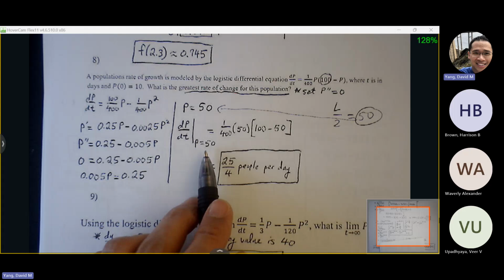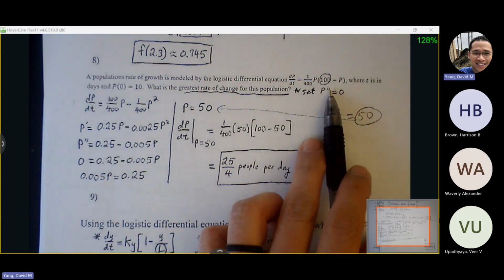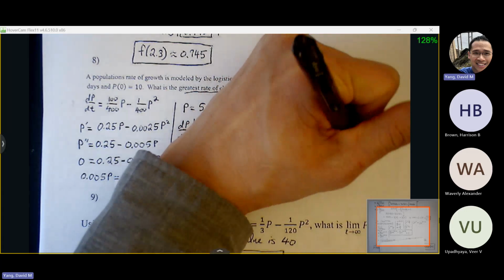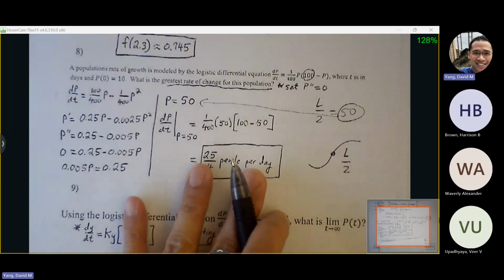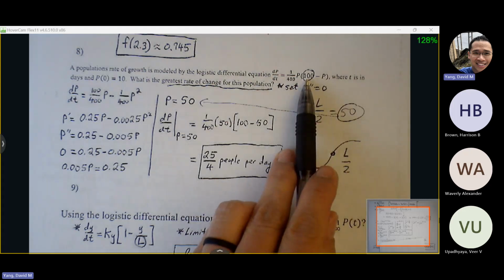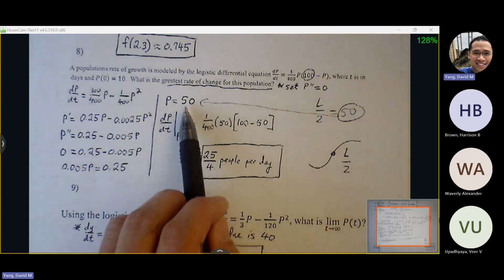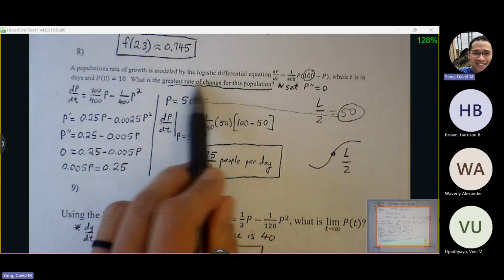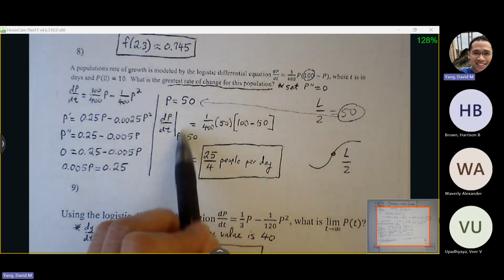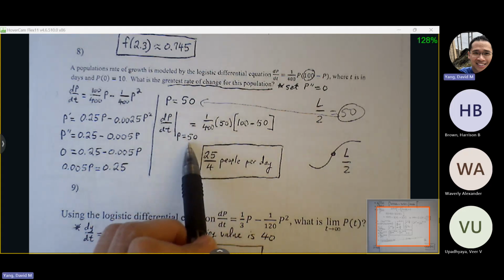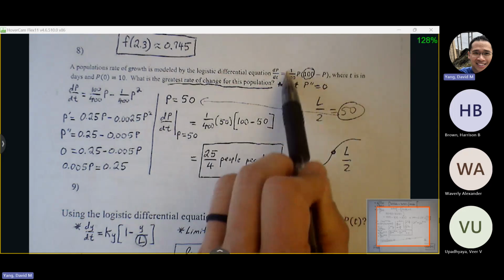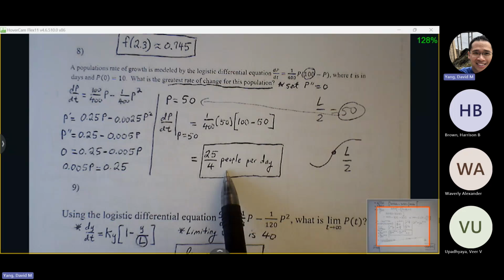Wait, could you explain that? So we know that your point of inflection is going to occur whenever it's L divided by 2, your limiting value divided by 2. So your L is 100, so 100 divided by 2 is 50. And then we can plug 50 back into the dP/dt, since we're asking for the rate of change. Specifically, the dP/dt value at P equals 50. So we can just plug in P equals 50 at this moment and then find that rate.